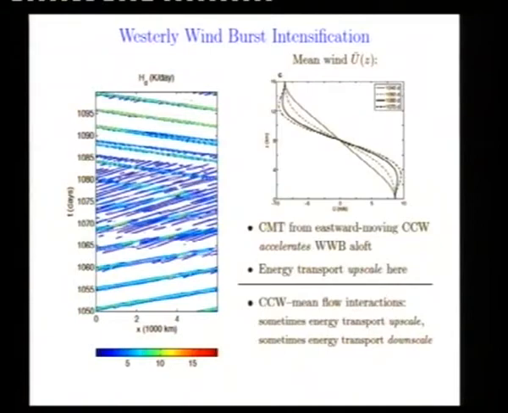So the other thing I should point out here is that in this case, this jet was accelerated. So now we're seeing upscale energy transfer in this case. So what we've just seen in this little example is that convectively coupled wave momentum transport can have upscale or downscale energy transfer. It kind of depends on the situation.